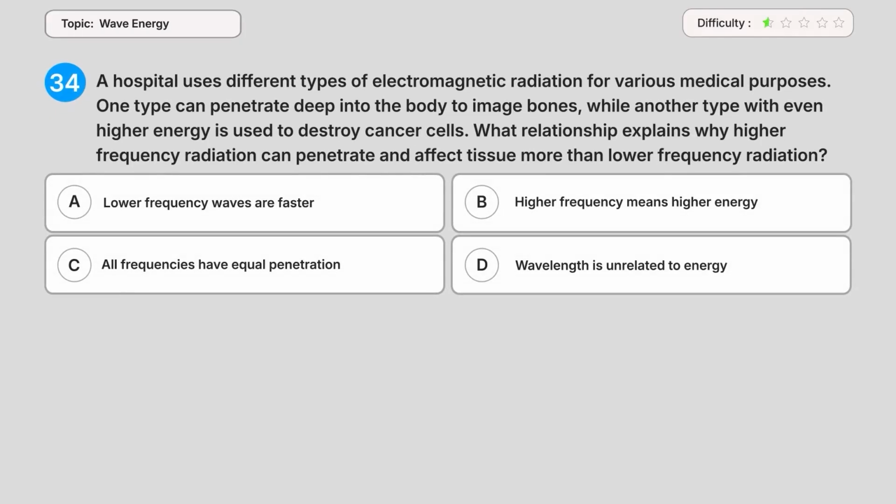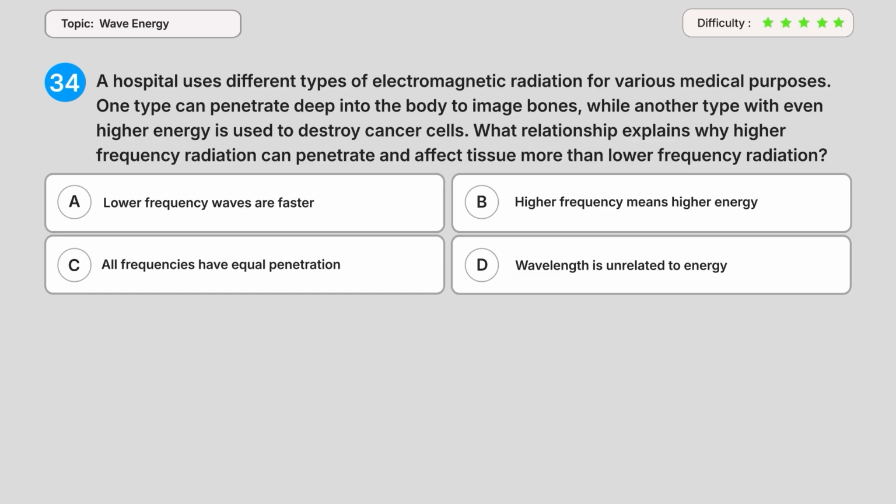34. A hospital uses different types of electromagnetic radiation for various medical purposes. One type can penetrate deep into the body to image bones, while another type with even higher energy is used to destroy cancer cells. What relationship explains why higher frequency radiation can penetrate and affect tissue more than lower frequency radiation? A. Lower frequency waves are faster.